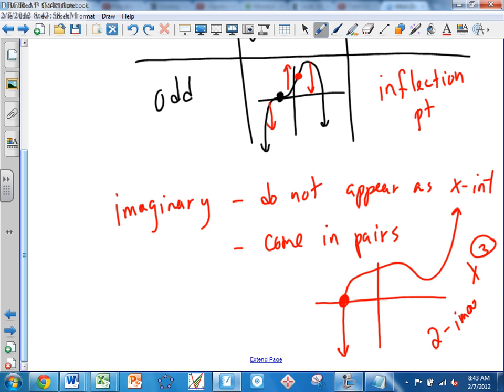Now, if it was x to the fifth, how many imaginary would you have? Four imaginary. Again, if it was x to the fifth, you would have four imaginary, because one of the roots is right here, and the other four are imaginary. Your homework tonight is a worksheet.